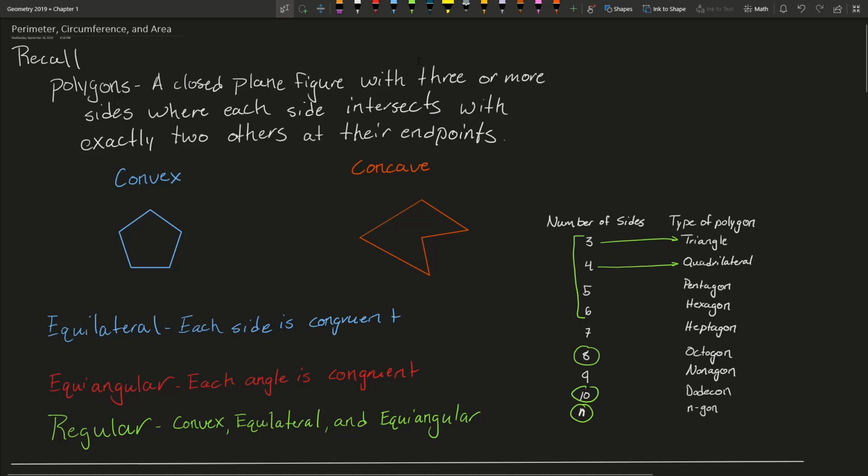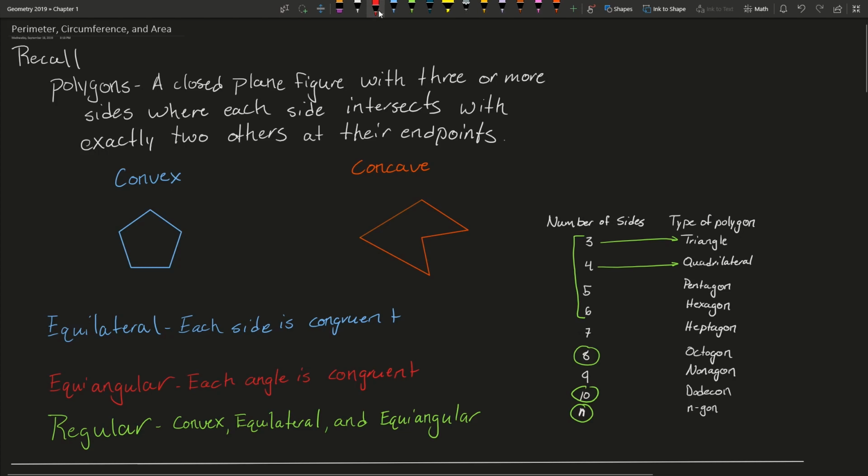In this video, I will be talking about perimeter, circumference, and area. Before I do that, let's recall how to classify polygons. First, a polygon is a closed plane figure with three or more sides, where each side intersects with exactly two others at their endpoints. Polygons can be either convex or concave.